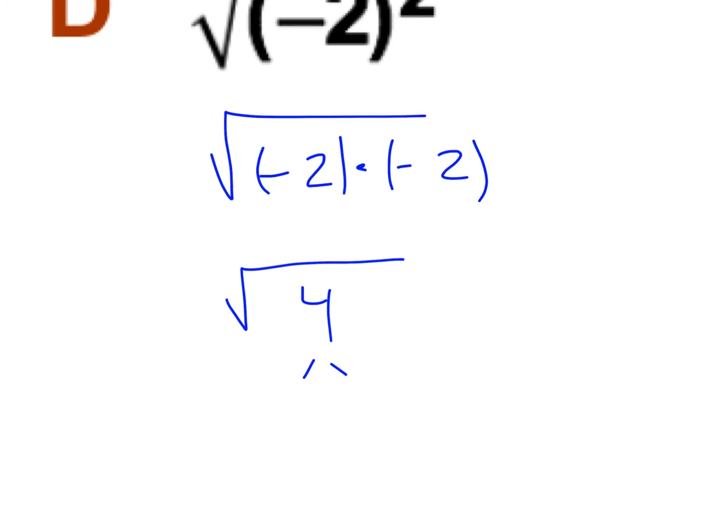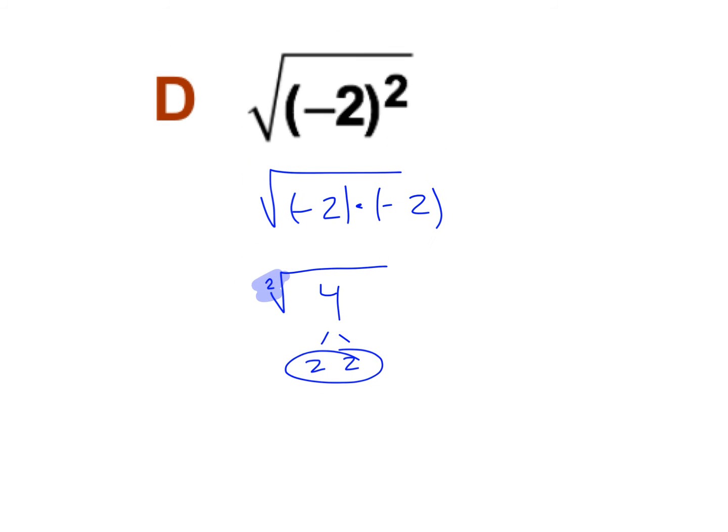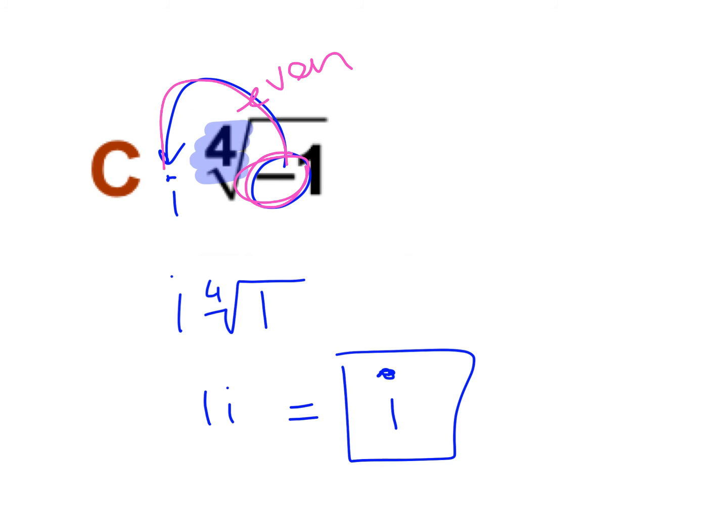What are 2 factors of 4? 2 and 2. We're circling groups of how many now? 2. So remember, when there's no number on the outside, it's implied that it's a 2. So we circle groups of 2. So what would our answer be? 2. And turn it into an i. So we turned that negative into an i, so that i is outside. And then we just have the fourth root of 1.